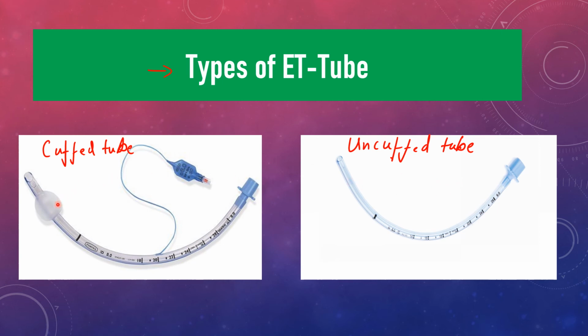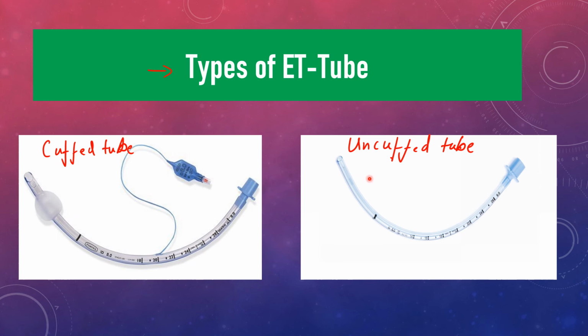And what is the function of the cuff? The cuff functions to prevent the leakage of air and prevent the patient from aspiration. And this is used in adult patients, and we have to maintain 30 mm of Hg pressure in the cuff. So we need 5 to 10 ml of air to inflate the cuff.